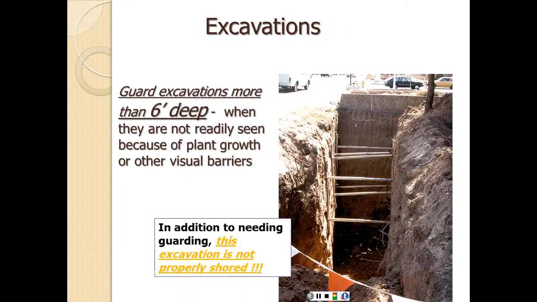Guard excavations more than 6 feet deep. Again, we see the 6-foot number repeating over and over again. This applies when they are not readily seen because of plant growth or other visual barriers. In addition to needing guarding, this excavation is not properly shored. Obviously, these 2x4s probably are not a proper shoring device. We do not have any excavation boxes. We do not have a proper sloping or banking, and this does not appear to be rock. So definitely it has to have better protection against caving in as well.